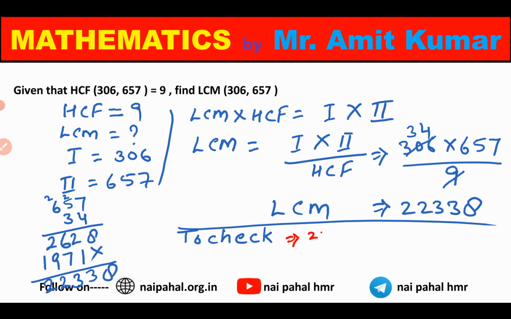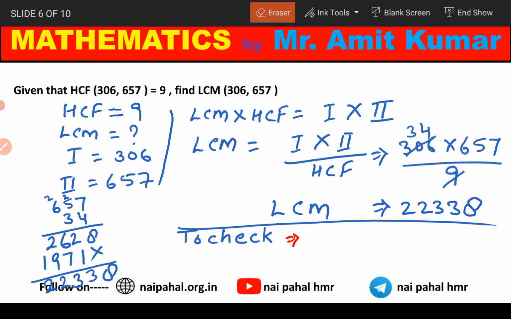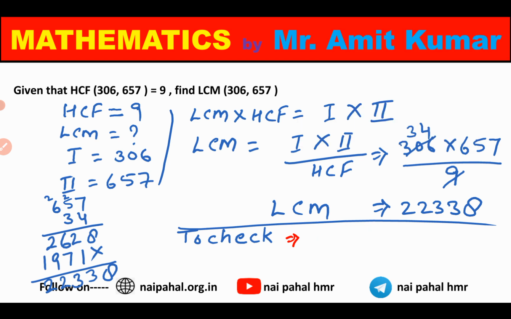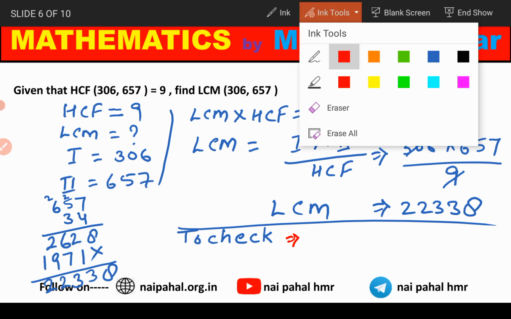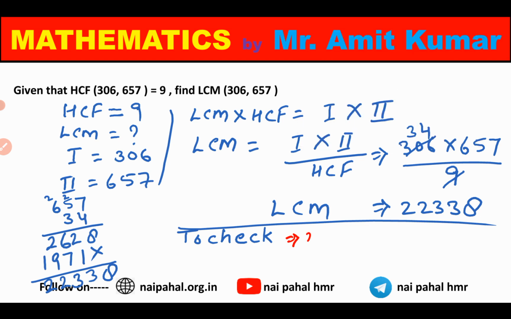What is the LCM? 2 2 multiplied by 3 3 8. 2 2 3 3 8. And then after, what should we have to do? Then we have to take 2 2 3 3 8 to be multiplied by 9, which should be equal to the product of these two numbers, 306 and 657.